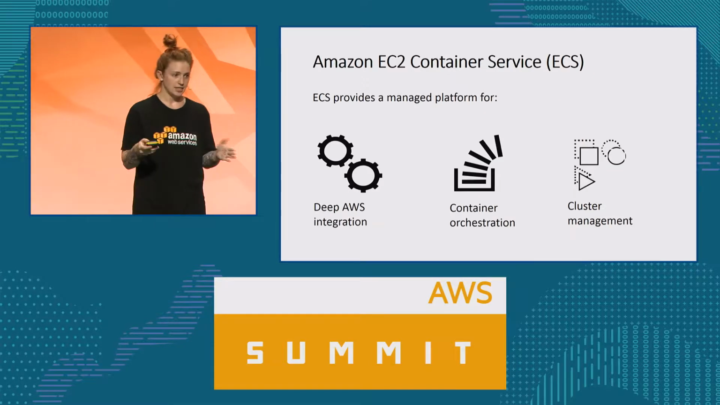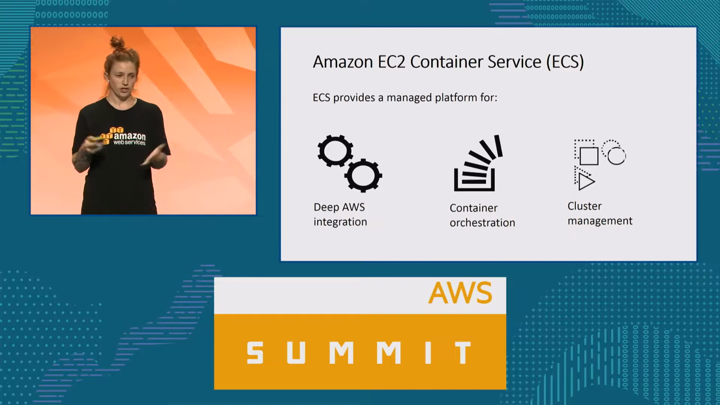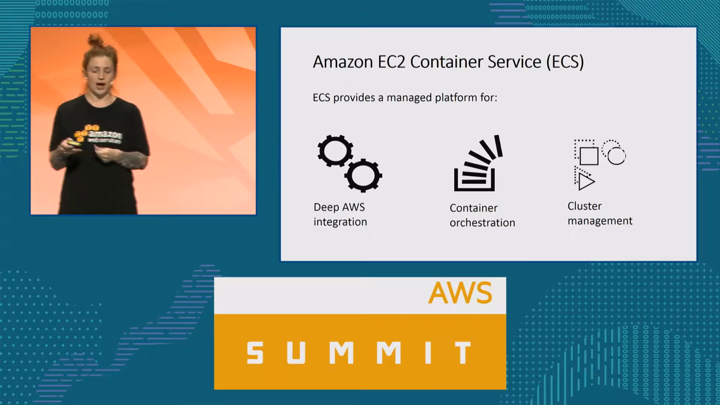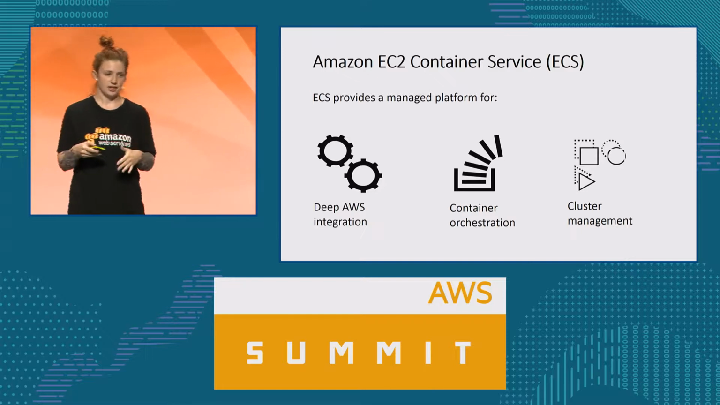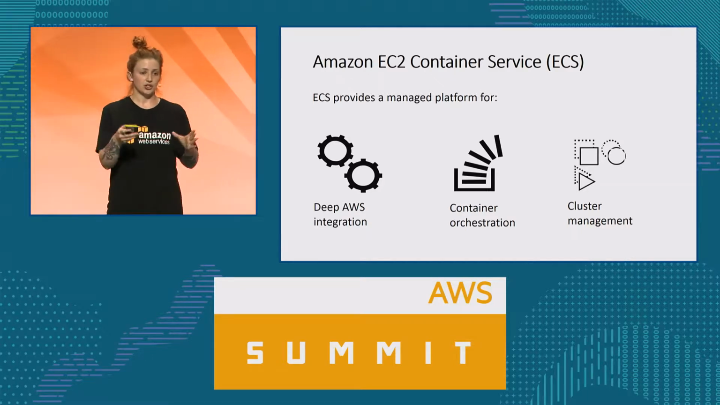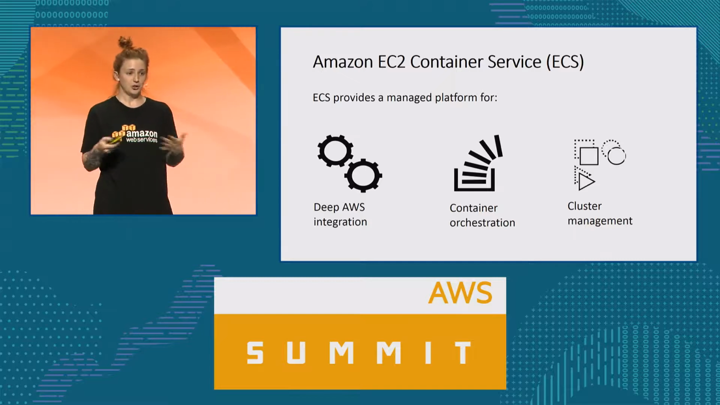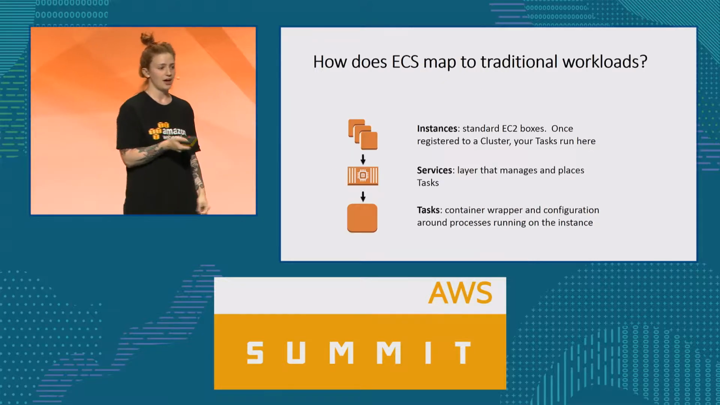So ECS is a managed way to get deep AWS integration, to orchestrate these many containers, and to manage the resources of your cluster. So how do I deploy things? How do I scale it? How do I take care of all these little containers so I can focus on running my application and less about, do I have enough containers?